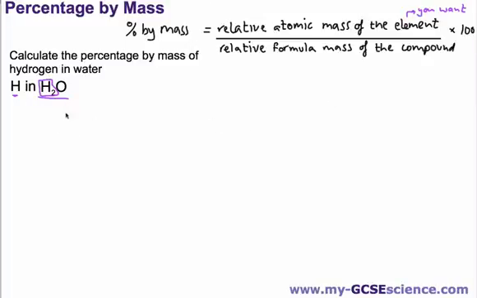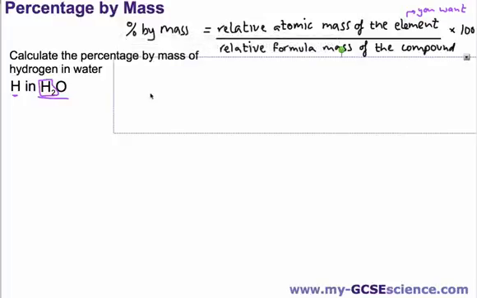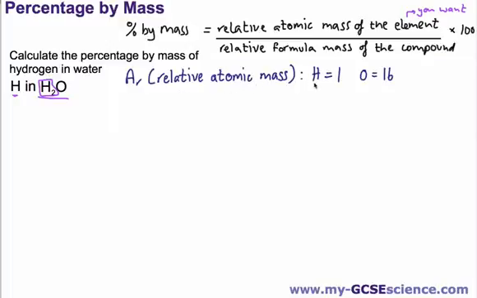Now we can't do anything just yet until we get some extra information, and that extra information is the relative atomic mass of hydrogen and of oxygen. So let's try this one out and see how we do with it. Okay, so we said here it's the relative atomic mass of the element that you want, and we've got to remember to take into account the number of atoms we have. So we've got hydrogen, the relative atomic mass is 1, and there's 2 of those because we've got H2, so we have 2 altogether on the top, and on the bottom we want the relative formula mass.